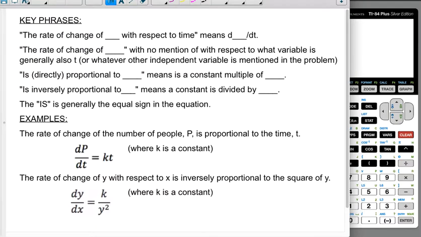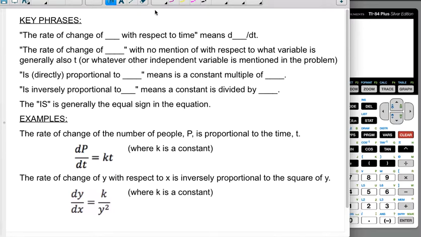All right, so let's walk through some key phrases. The rate of change of blank with respect to time means d blank/dt. So for instance, the rate of change of y with respect to time would be dy/dt. The rate of change of area with respect to time might be dA/dt, and so on. The rate of change of blank with no mention of with respect to what variable is also generally t, or whatever other independent variable is mentioned in the problem. So if you just hear the rate of change of y, it probably means dy/dt. But if you know that x is the variable in the problem, not t, then it would be dy/dx.